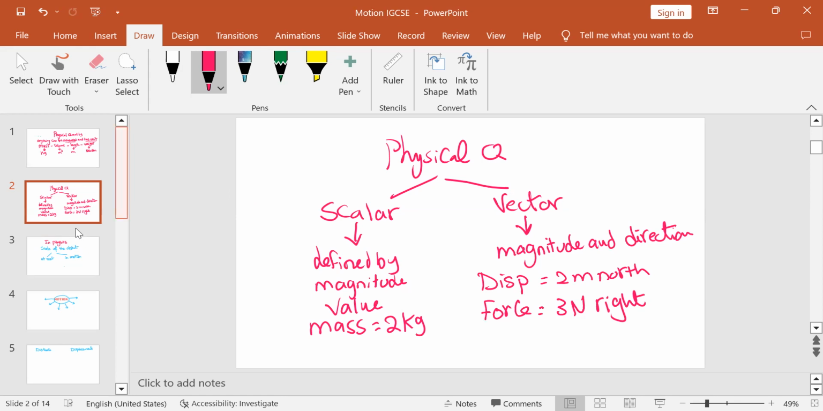So here we have two types of physical quantities, scalar and vector. Scalar is defined by magnitude, the value only, like mass, like length. But vector is defined by magnitude and direction. So if displacement is a vector quantity, to fully describe it we have to mention the magnitude, the numerical value, plus the direction. Force is a vector quantity, so it's defined by its magnitude and direction.